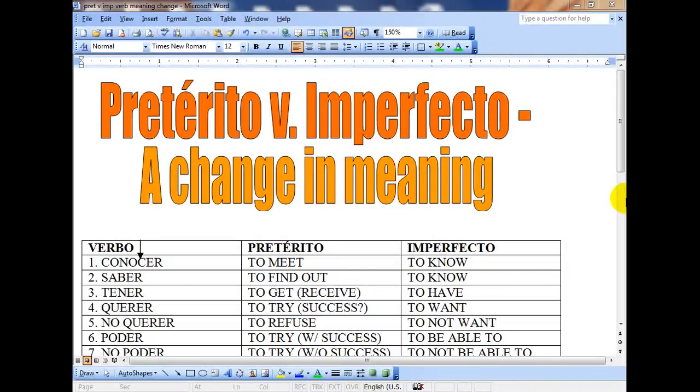Hola, buenos días. So for this video, we're going to be looking at the preterite versus the imperfect, and to be more specific, verbs whose meaning changes depending on whether you're using them in the preterite or imperfect.